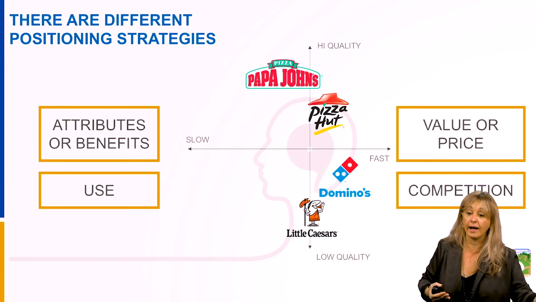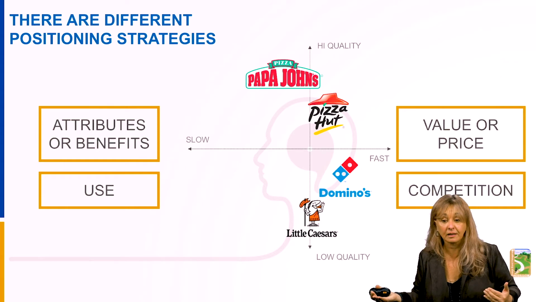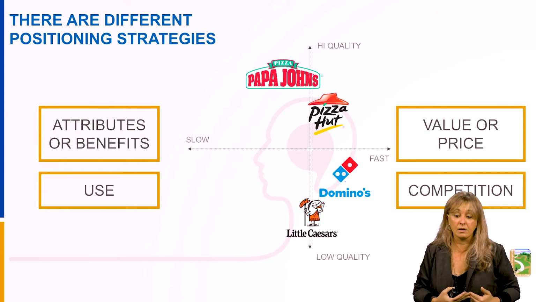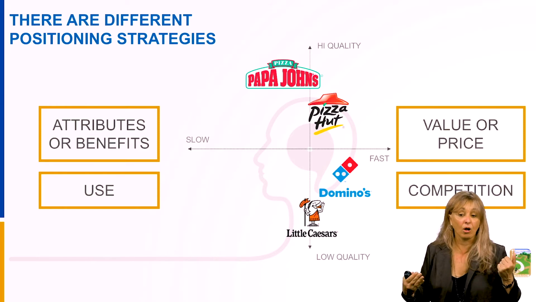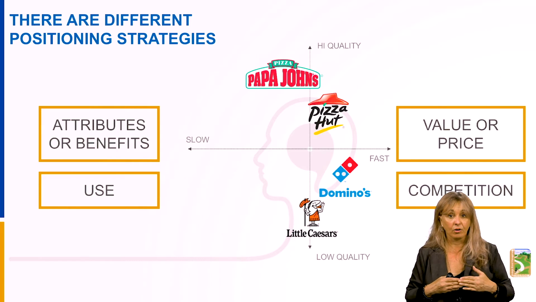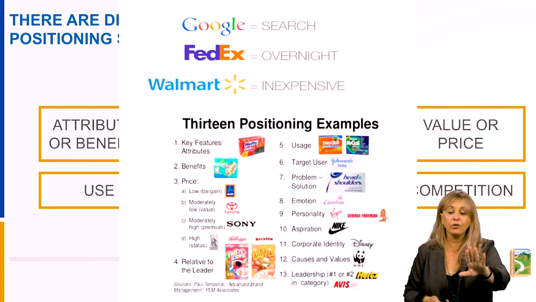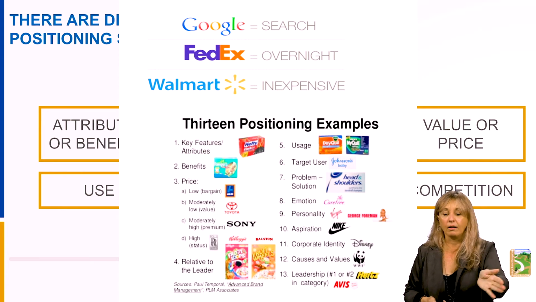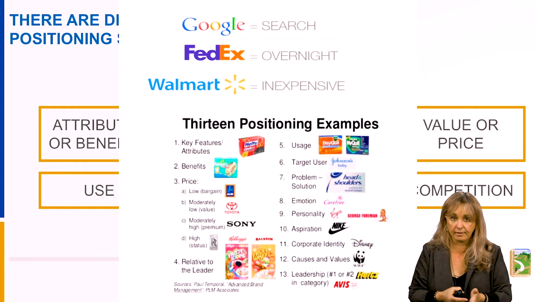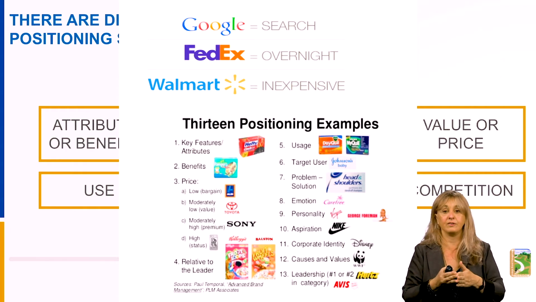Papa John's is the highest quality. Domino's seems to be the fastest. Pizza Hut, maybe it is the cheapest. It's something that is not there, the price, okay? So that is your positioning. And here you have examples, 13 positioning examples for you to take a look. Obviously, this material is available for you in your Canvas Dropbox.